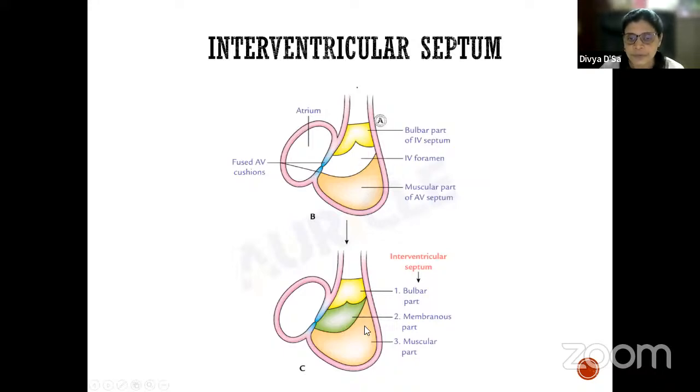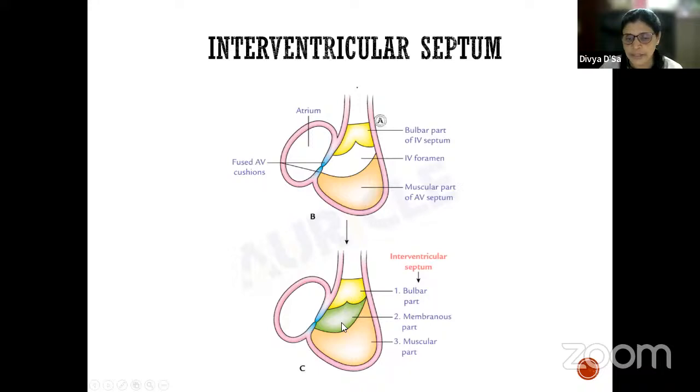The last to develop will be the membranous part. So this gap between the upper edge of the muscular part of the interventricular septum and the lower end of the bulbar part of the interventricular septum, what happens here? It is filled by the proliferation of tissue from the right side of the AV cushion. So this is developed from three sources: the right AV cushion and the right and left bulbar ridges. So it is derived from these three parts.